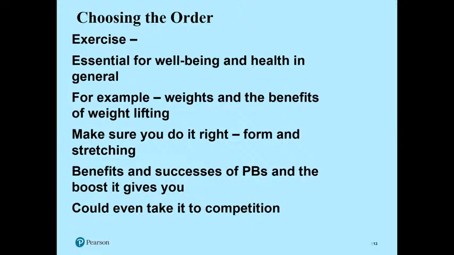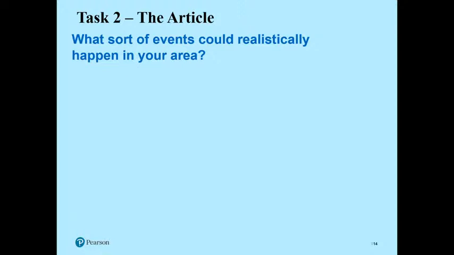For the article, when it says about an event in your area, obviously the examiner is not going to know where you live, and so you have a little bit of freedom there. But you also want to think about what events could realistically happen in your area. So with nonfiction writing, although we do want to be creative and we do want to engage our reader, it sometimes helps if you can really visualise something that is real and something that is happening.